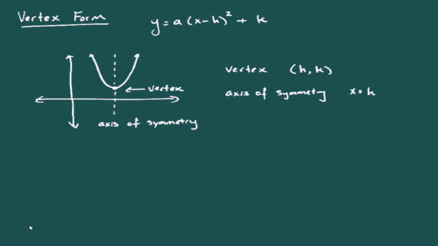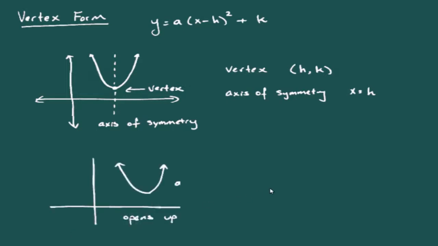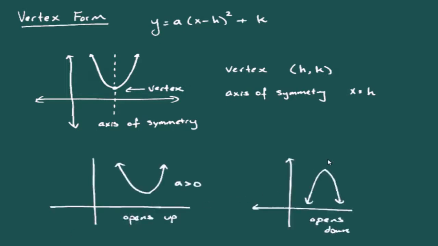Now, this third parameter in our vertex form, this number a, is there to influence whether the parabola is going to open up or down. If a happens to be positive, our parabola is opening up. If a is negative, then our parabola is going to be opening down.